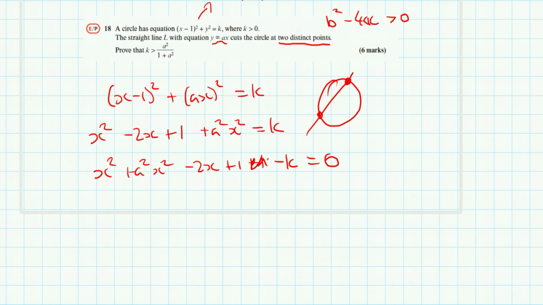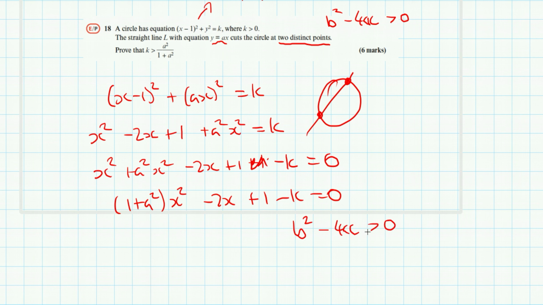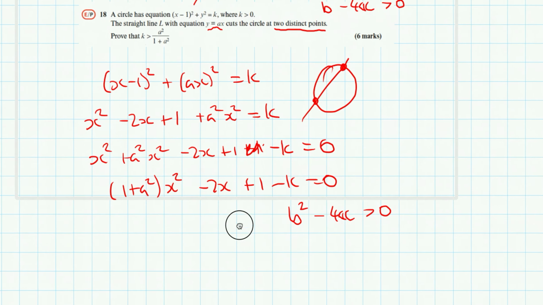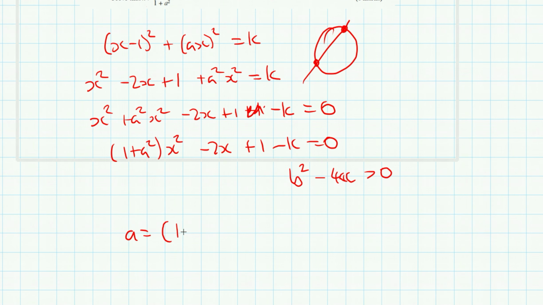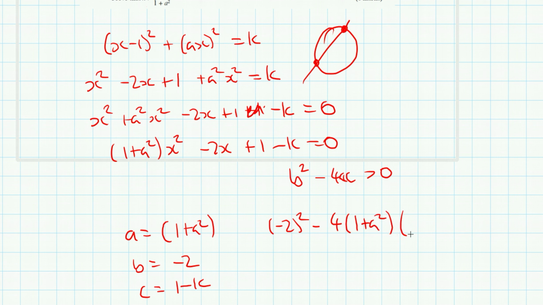Then from here we can just tidy up our terms. So here, for example, we can say it's (1 plus a squared) x squared minus 2x plus 1 minus k is equal to 0. From here, we're going to apply the formula b squared minus 4ac is greater than 0. We know that our a term is equal to 1 plus a squared, our b term is equal to minus 2, and our c term is 1 minus k. Substituting our numbers in, we get (minus 2) squared minus 4 times (1 plus a squared) times (1 minus k) is greater than 0.